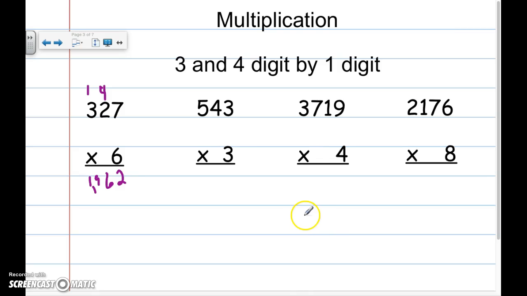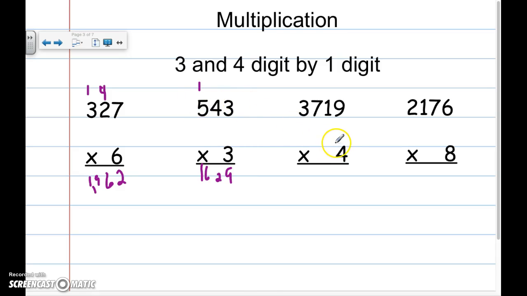Let's do that again. I'm going to do ones times the ones, so 3 times 3 is 9. I do not have anything to carry, so I'm going to go ones times the tens. 4 times 3 is 12. I'm going to write down the 2, and I do have a 1 to carry. Ones times the hundreds is 3 times 5 is 15, plus the 1 is 16. I don't have anything else to carry to, so I just stop and I write the whole number down.